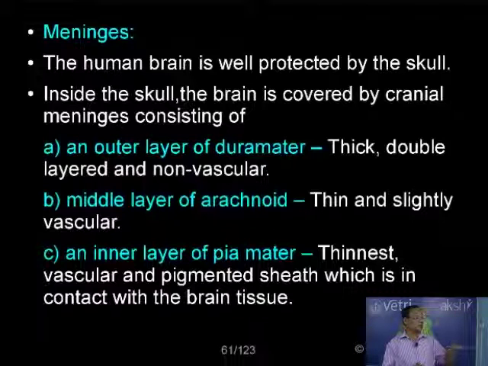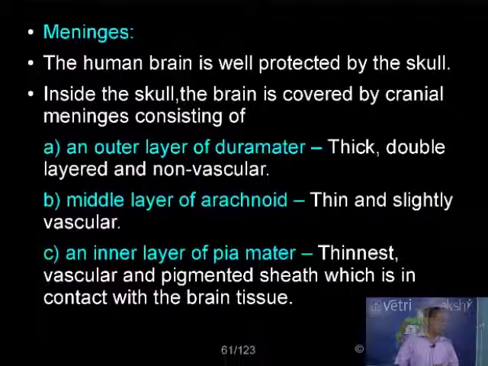The middle one is called the arachnoid membrane, or simply arachnoid. It is very thin and slightly vascular. The innermost layer is called pia mater, which is in very close contact with the surface of the brain. It is the thinnest one and also richly vascular. So the outer is thick, the middle thin, and the inner thinnest, richly supplied with blood vessels. These together form the outer covering of the brain, protecting the brain in the form of loose connective tissue.